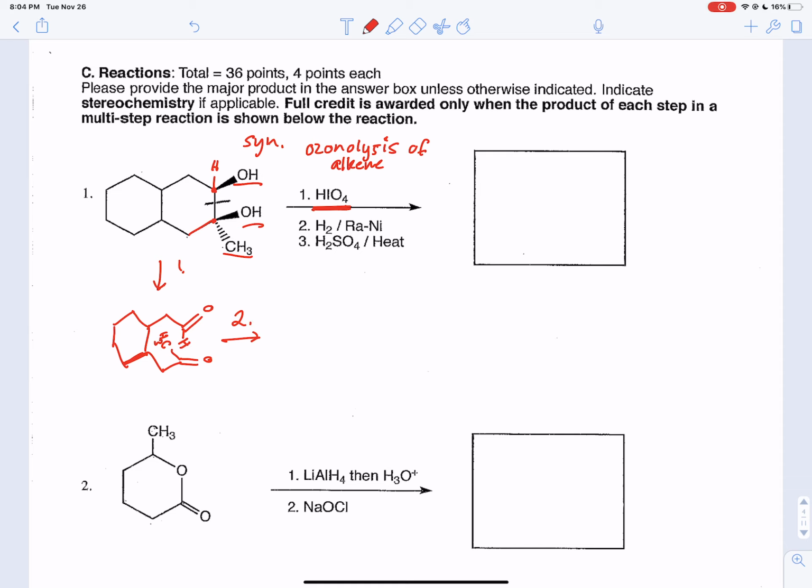Okay? Now, what we got going on, so number 2. We have H2 and Raney nickel, okay? So whenever you see H2, you need to be thinking that this is a reducing agent. We're doing a reduction, right?